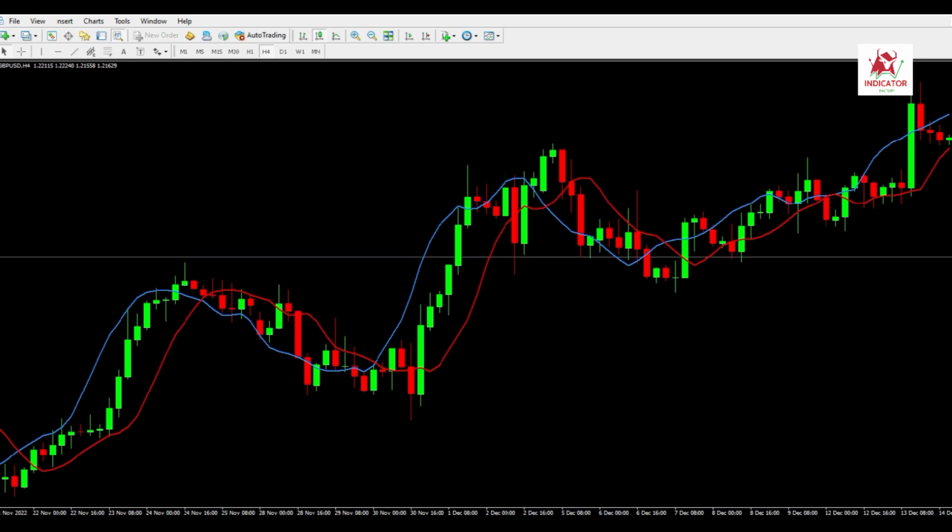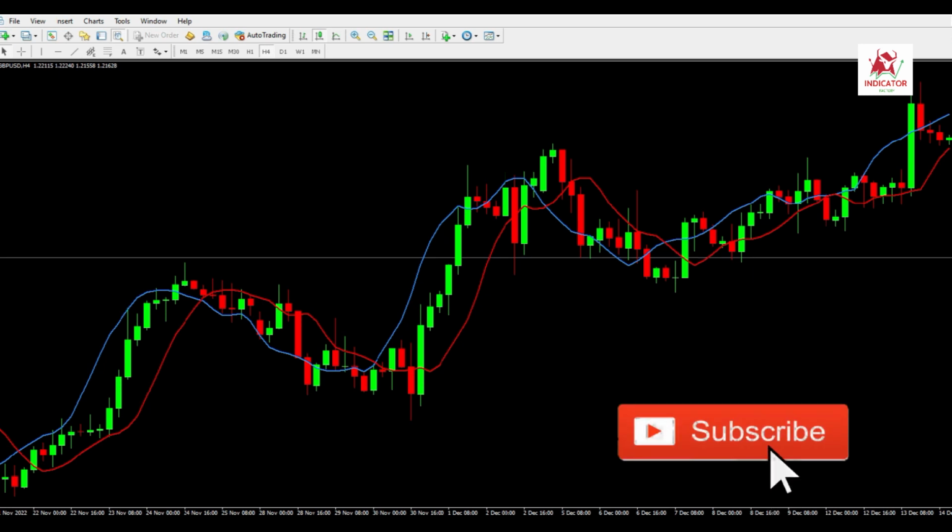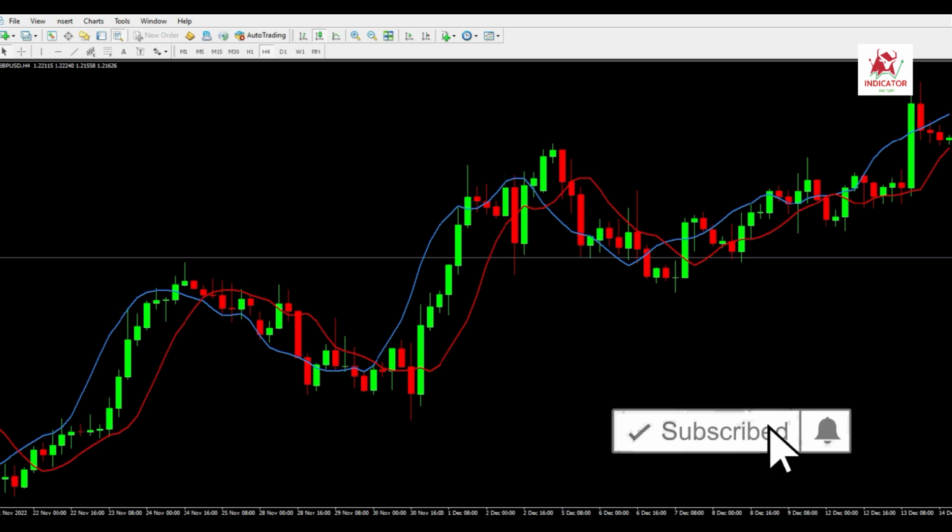However, this MT5 indicator should not be used in isolation. It should be used as a confluence with your trading strategy or price action. It is also recommended to use it in conjunction with other trading indicators. This is because the moving averages are lagging behind the price.